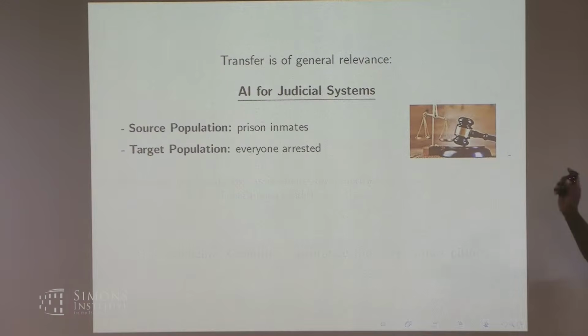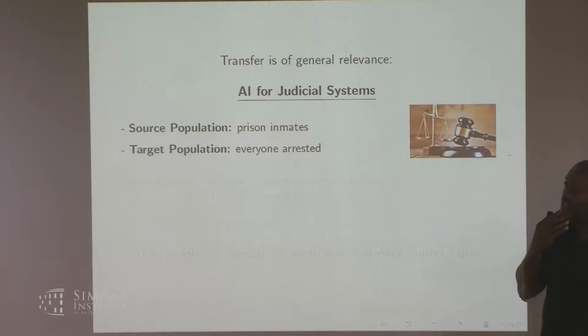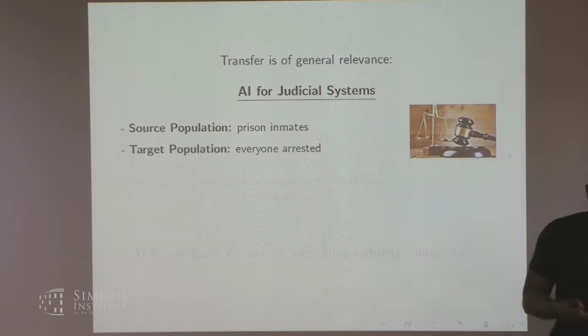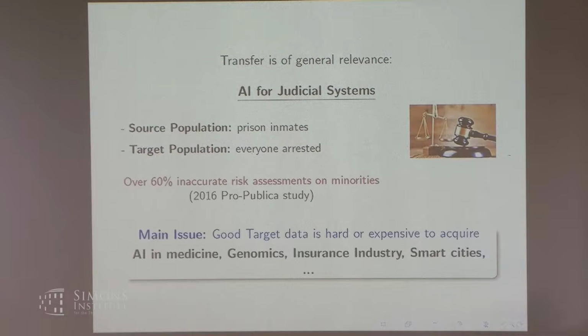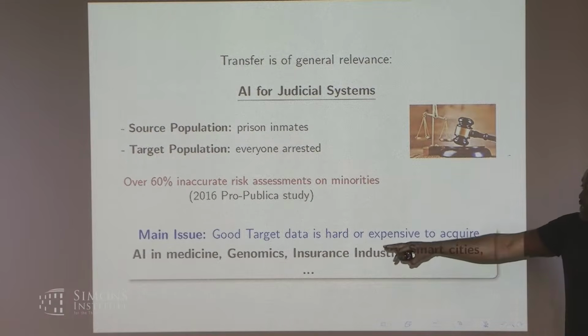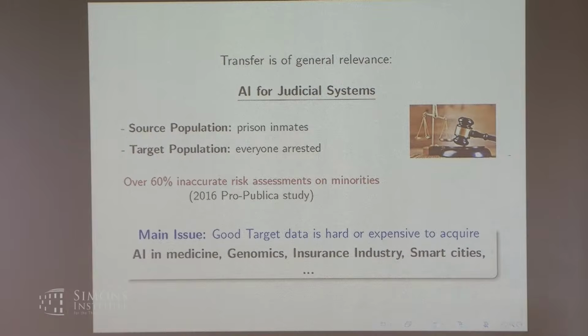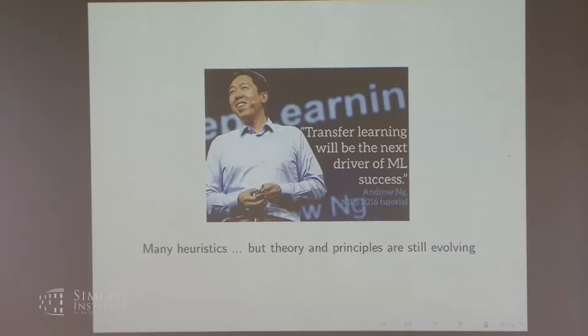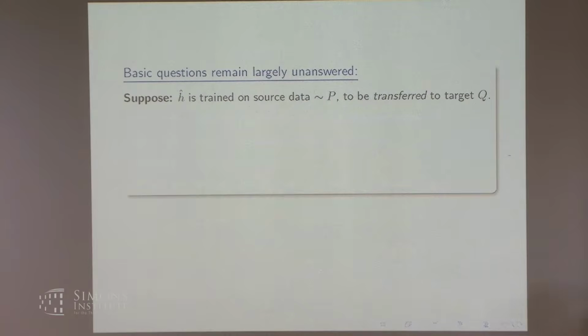So it's of general relevance, and hence a lot of papers on this subject recently. In AI for judicial systems, the source population tends to be people already in the prison system, and the target population is everyone arrested. You have these types of issues happening in medicine, genomics, and all that, because target data, which is viewed as the ideal data, is hard to acquire. And so we tend to use source data that is somewhat related, and hence the question of what do we mean by related?